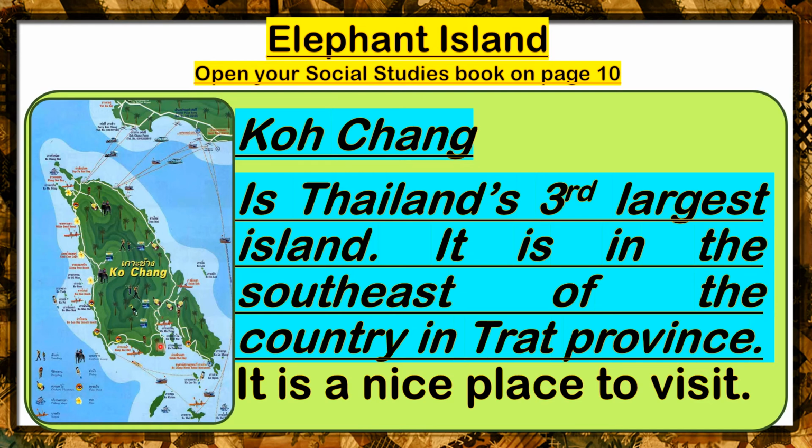So this is the map of Koh Chang, and they use different symbols to tell us information. The blue color here means water. This one in here, the bluish white color, is the sand, and the green one is the land area or the vegetation.